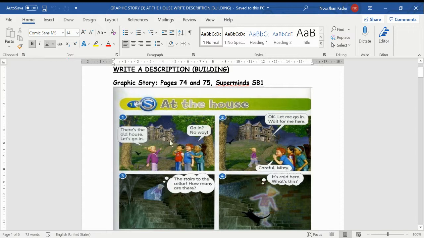The first frame. Let's look at the characters. These are the super friends. Where are they? The super friends are in the garden of a big old house. You can see a big old house.